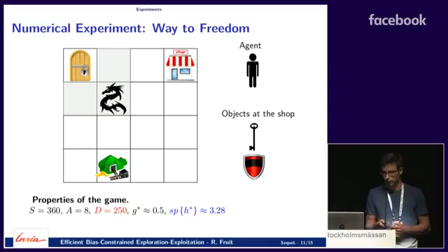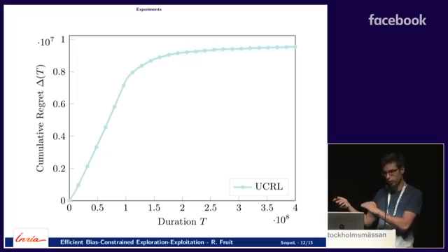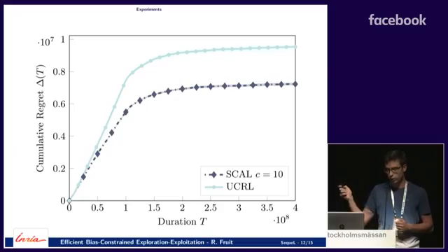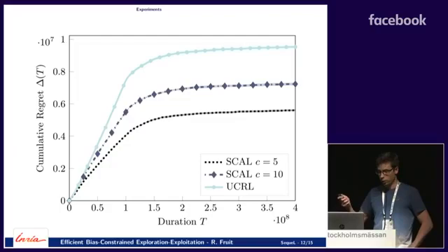So this is the regret that we get. The y-axis is the regret, so the lower, the better. And the x-axis is duration, so it's time, t. So this is what we get for UCRL. Now, if we use our algorithm with a prior knowledge c equal 10, we get a much better regret. And with a better prior knowledge, c equals 5, we get an even better regret. So the more refined the prior knowledge, the better, as expected from theory.